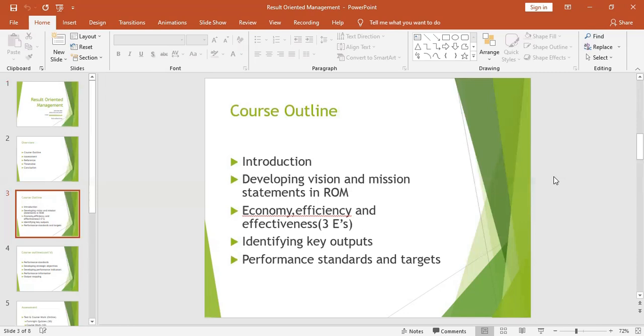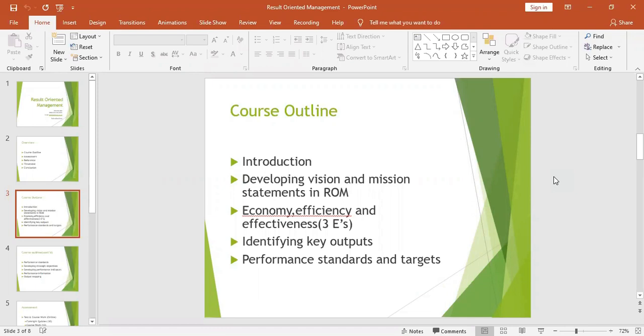Then after, we shall look at another topic called developing vision and mission statements in ROM. ROM is an abbreviation of result-oriented management. So we shall see how to develop a mission and a vision statement. In that topic, we shall also look at the process of developing mission and vision statements, when you change your mission and vision statement, and the purpose of the vision and mission statements.